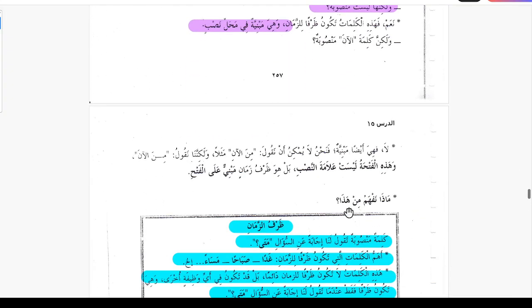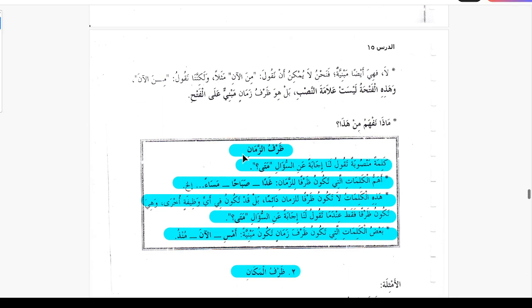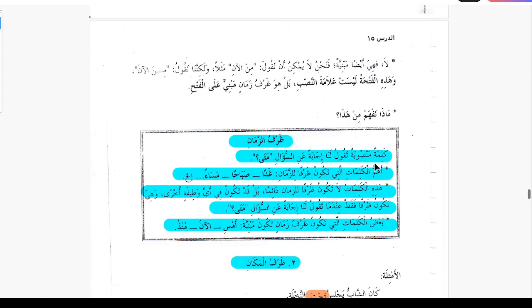So maza nafamu min haza, what we understand from this. So this is the summary of zarfu zaman. Zarfu zaman is kalimatun mansubatun, a mansub word, an accusative word, takulu lana, which tells us ijabatan, the answer, aniswali mata, the answer of the question mata, when. Ahammul kalimati allati takunu zarfan li zamani, some of the important words that are used as a zarfu zaman are gadan, sabahan, masaan. We have seen a bit longer list above, etc.